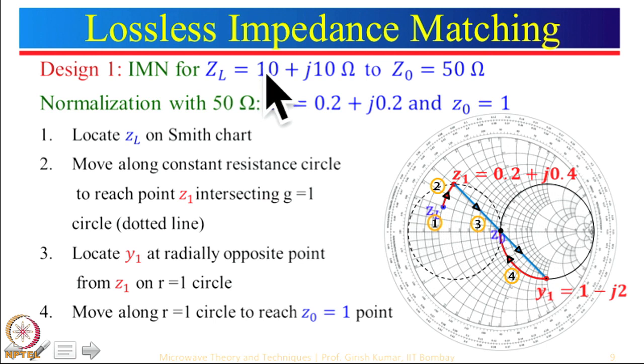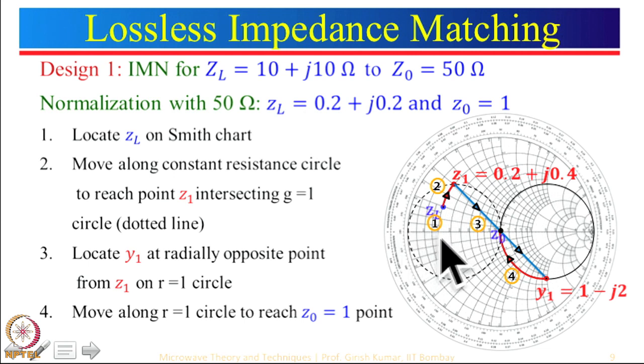In this case, now, 10 divided by 50, and 10 divided by 50, so 0.2 plus J 0.2, and Z0 is now equal to, this is also normalized, 50 by 50. Now, let us locate this particular point on the Smith chart and see how we can use the impedance matching concept using the Smith chart. So, ZL is 0.2 plus J 0.2. How do we do this? First locate the real part 0.2 on the Smith chart.